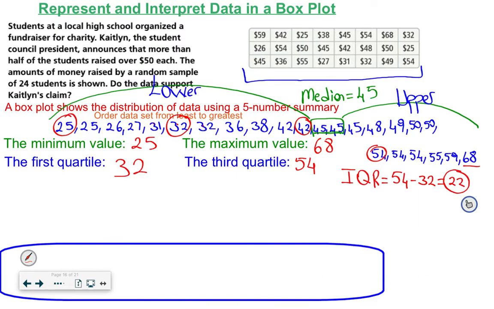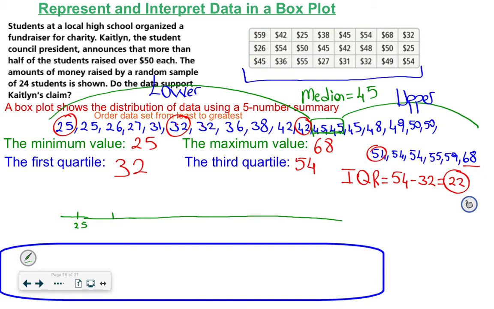Now, how am I going to create a box plot? To be able to create the box plot, you need to get your number line. So as you see here in this number line, you need to get 25. You don't have to write all the numbers, so you need to get the interval increased by 5. I think 5 is okay.